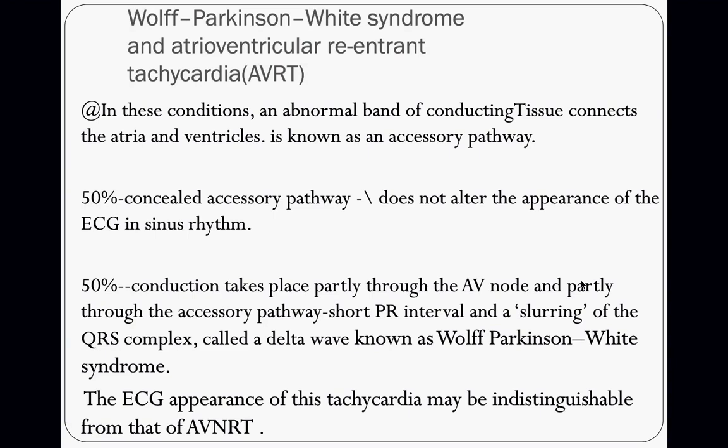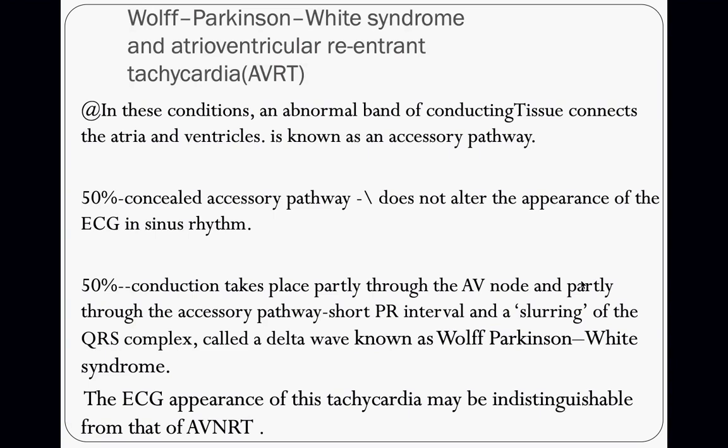Wolff-Parkinson-White syndrome. In this condition, an abnormal band of conducting tissue connects the atria and ventricle, known as the accessory pathway. The normal conducting tissue is the AV node and bundle of His. Sometimes there is another band, other than the bundle of His, connecting the atria to the ventricle. It's called the accessory pathway.